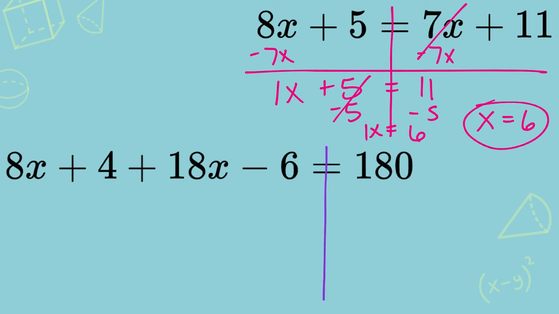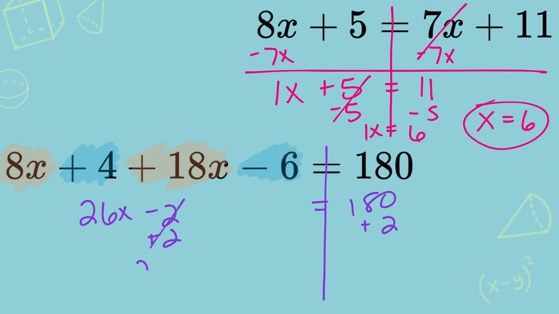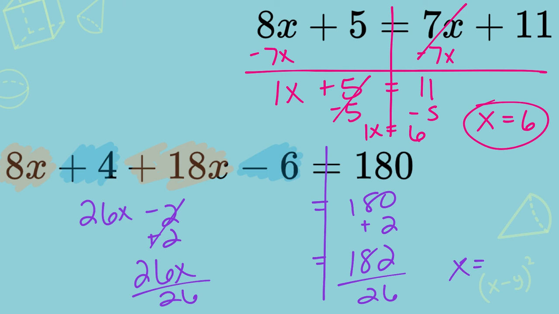But before we can begin, we have to combine like terms. We can combine the 8 and the 18. And then we will combine the 4 and the -6. So that will then give me 26x minus 2 equals 180. I'll add 2 to both sides. This is my typical two-step equation. So 26x equals 182. When I divide both of those numbers, I get that x is equal to 7. And that is my final answer.